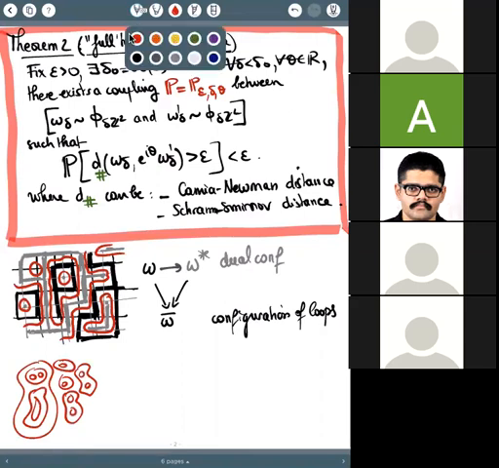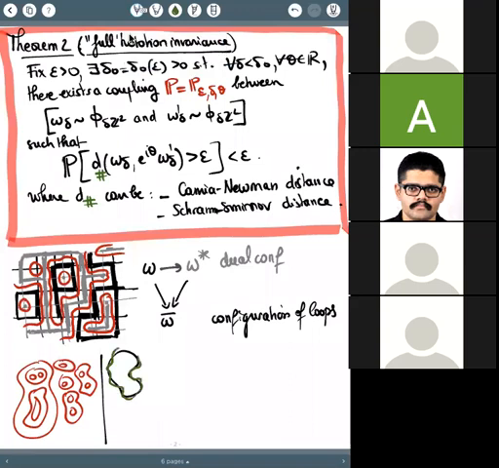So now, what is the distance, the Kamian-Newman distance? Well, let's first try to see what is the distance between two loops. So imagine I have one loop and a second loop like that. Is it necessary that all loops are closed? This is a good question.